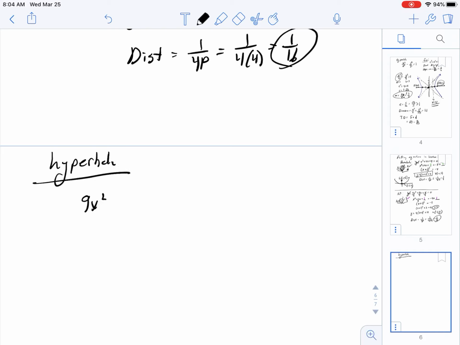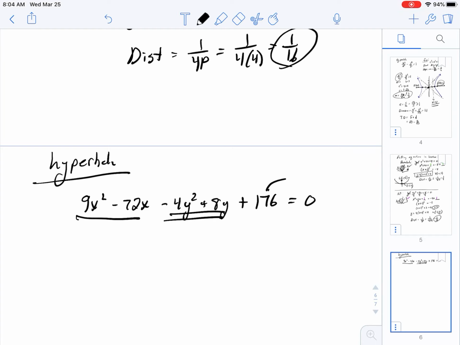So let's say we have 9x squared minus 72x minus 4y squared plus 8y plus 176, and it's not a function, so we're going to have to say equal to 0. So what you got to do here is do a little bit of grouping. First off, here is this group, and here is my other group. And 176, I'm going to bring it to the other side.